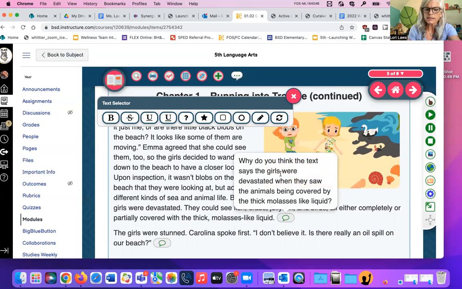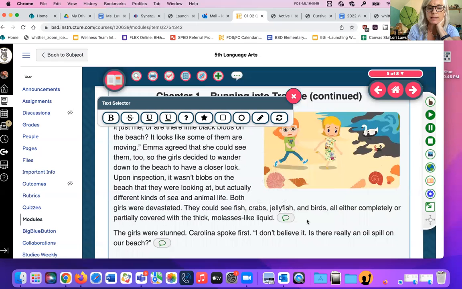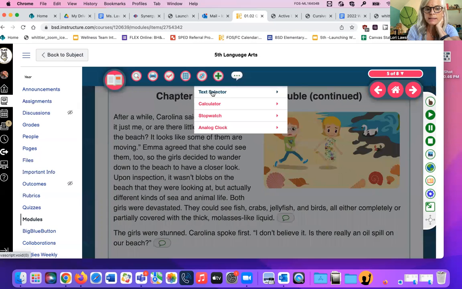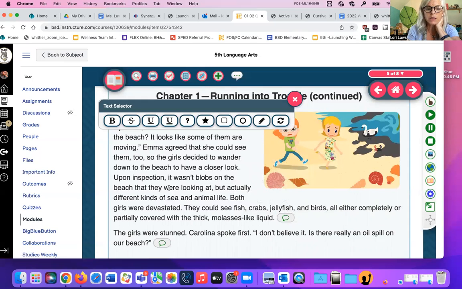Why do you think the text says the girls were devastated when they saw the animals being covered by the thick molasses-like liquid? So remember the directions were that we were to underline things that help us answer the questions in the text. So again, your text selector is up here in your toolbox. You click it, you go to text selector, you go to the things that you think were helpful. It wasn't blobs, but actually different kinds of sea and animal life.